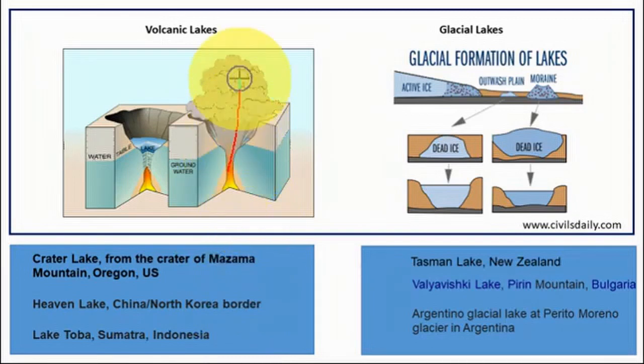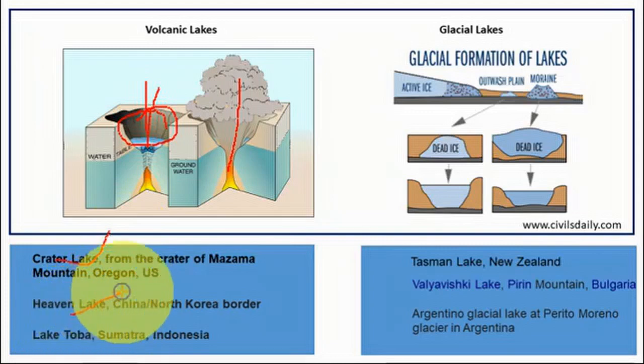This is the volcano and this is the crater, or you can say caldera. When a caldera is filled up with water, this part turns into a lake, and this is called a volcanic lake. Crater Lake of Canada, as I told you, is one of the best examples of a volcanic lake. Then Heaven Lake, then Lake Toba. So these are the examples of volcanic lake.